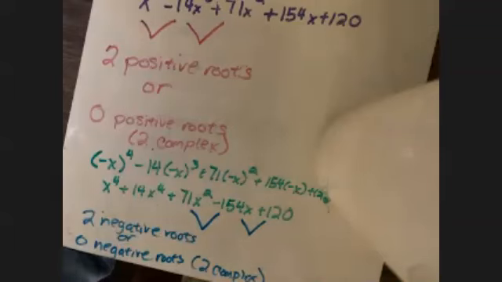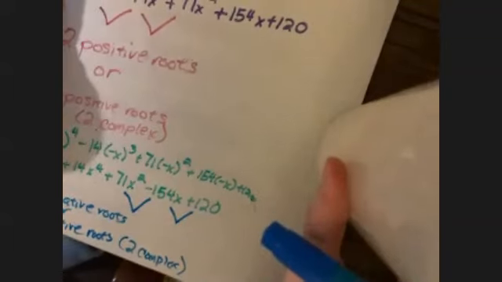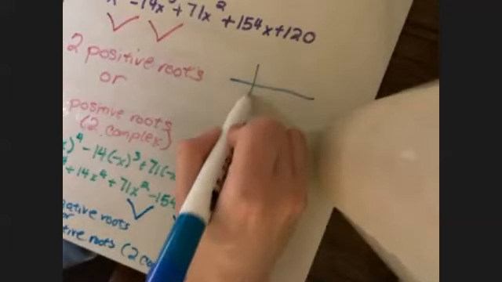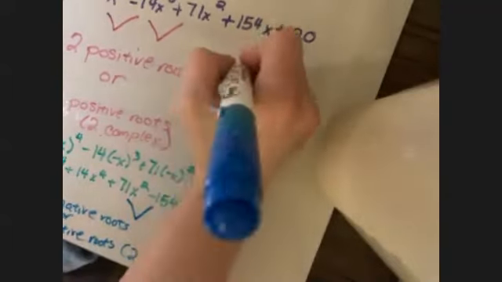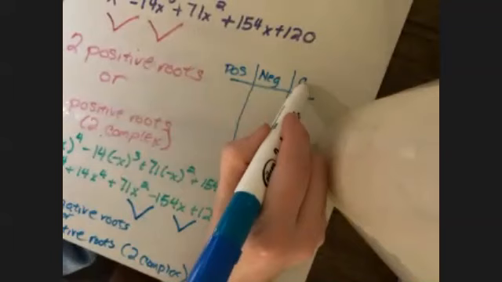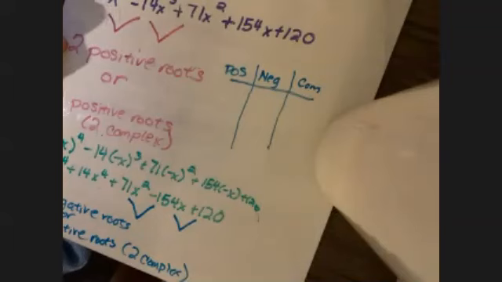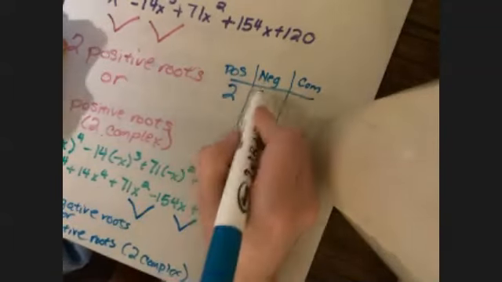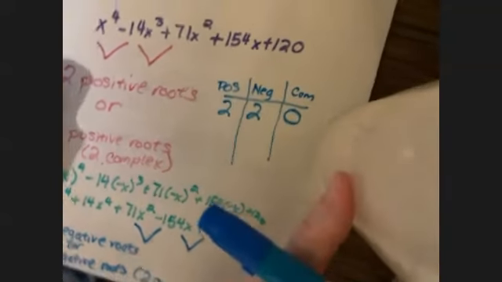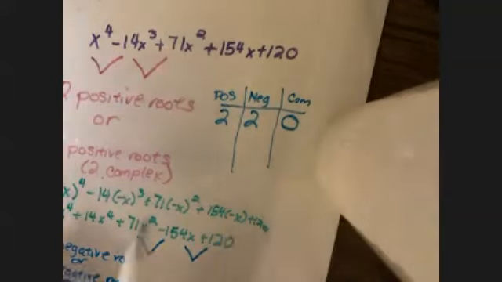Now, the other thing that they will sometimes do with this is ask you to do a chart. And you're doing the positive roots, the negative roots, and the complex roots. So the way that you're going to do this is I'm going to start with taking the 2 positive roots with 2 negative roots, and there's no complexes with that. Now keep in mind what we said. This is a 4th degree polynomial. I expect there to be 4 roots. 2 and 2 makes 4.